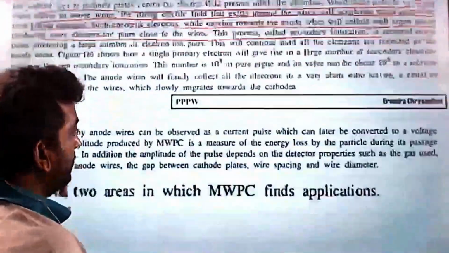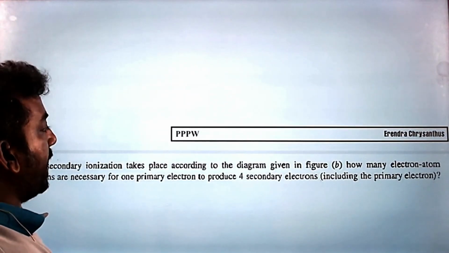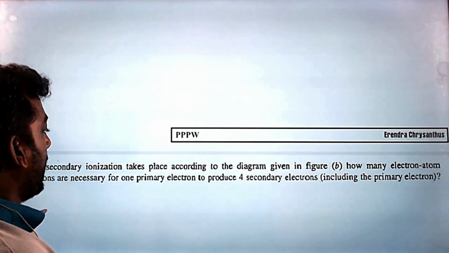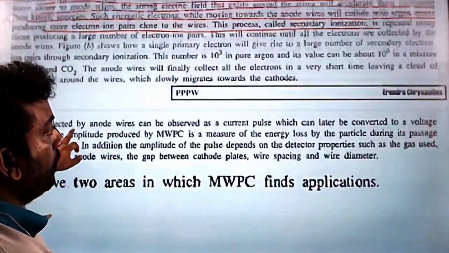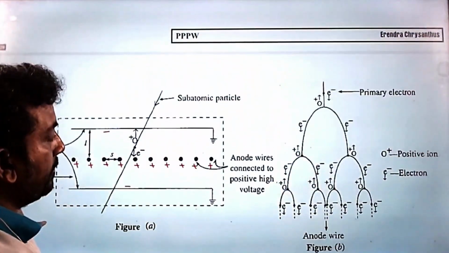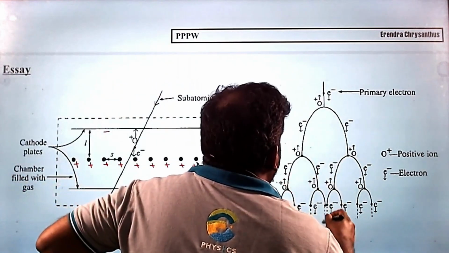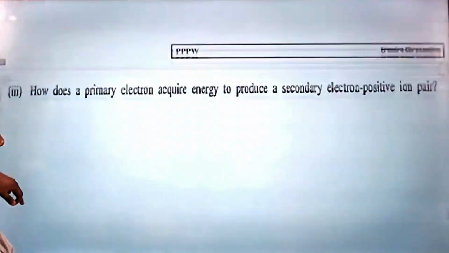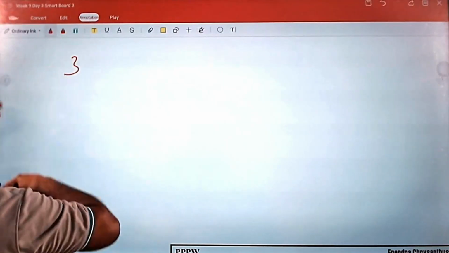The question is, if the secondary ionization takes place according to the diagram, how many electron atom collisions are necessary for one primary electron to produce 4 secondary electrons, including the primary, 4 secondary electrons. So 1, 2, 3 collisions. So 3 collisions are necessary.